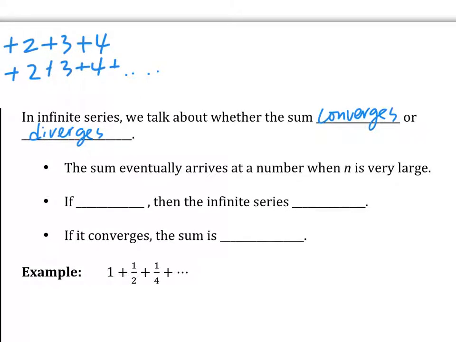Because we're talking about infinite series, n is going to be very large. So the sum, if it converges, eventually arrives at a number when n is very large. Now, how do you know when it's going to converge or diverge? We can only sum up infinite series for geometric series, and then I'll show you why. How do you know if it converges or not? The absolute value of r has to be less than 1. If it does, then it converges.